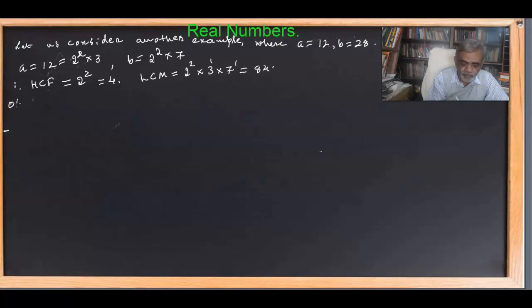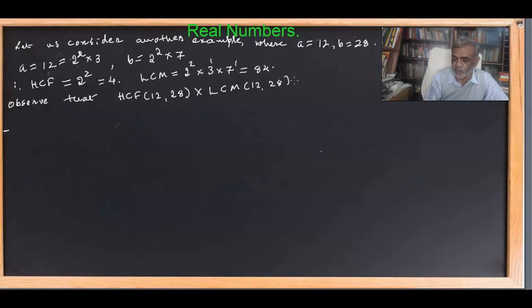Now observe that HCF of 12 and 28 into LCM of 12 and 28 is equal to 4 into 84, that is exactly 336, and this can also be written as 12 into 28, the values of A and B.